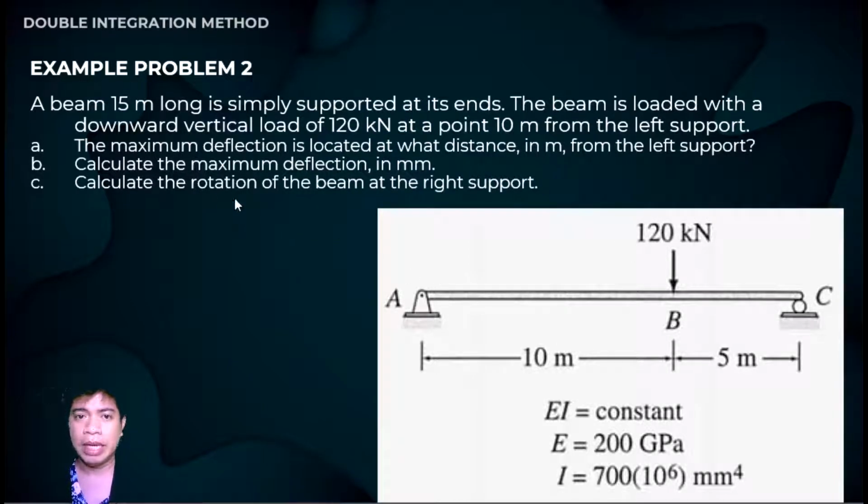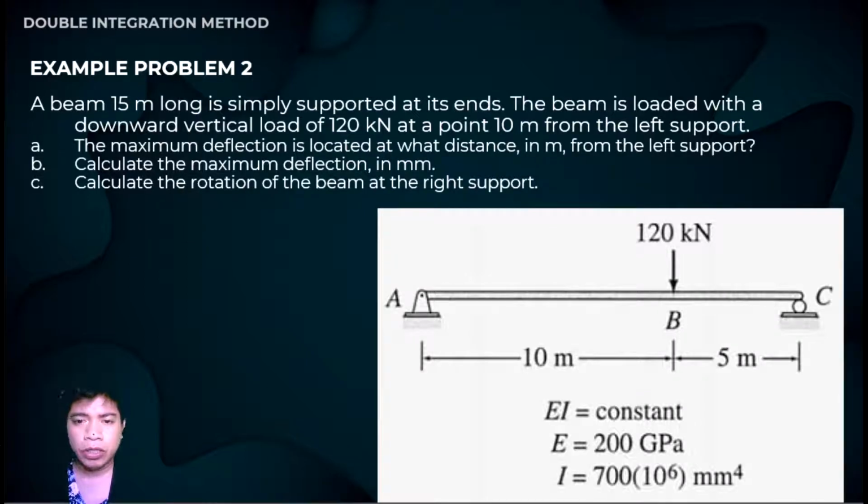support. The questions are: A, determine the maximum deflection. The maximum deflection is located at what distance in meters from the left support? Letter B, calculate the maximum deflection in millimeters. And letter C, calculate the rotation of the beam at the right support. That is in radians. The problem is missing that, guys, that should be in radians.